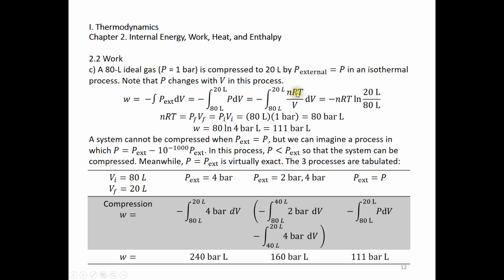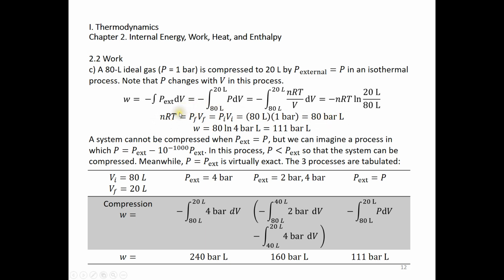We take nRT out of the integral and we need to evaluate the integral of 1 over V dV. That's the logarithm of V. So we have the logarithm of 20 minus the logarithm of 80. It's just the logarithm of 20 over 80. We know how to compute nRT because PV equals nRT. We'll just use the initial state. P initial is 1 bar, V initial is 80 liters. So nRT is 80 bar liters.